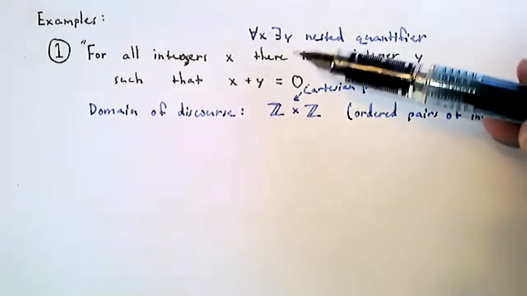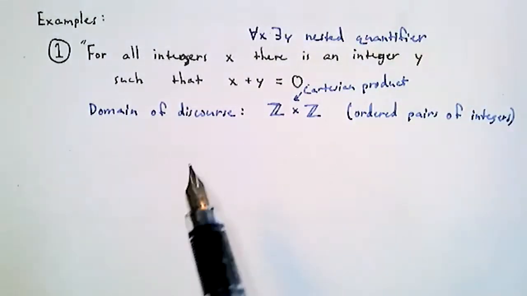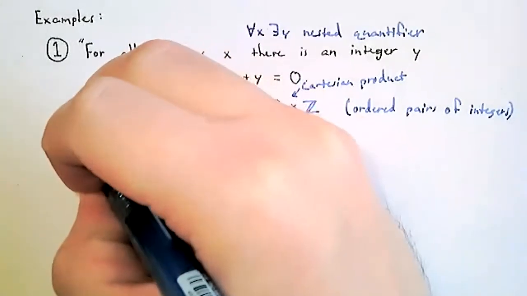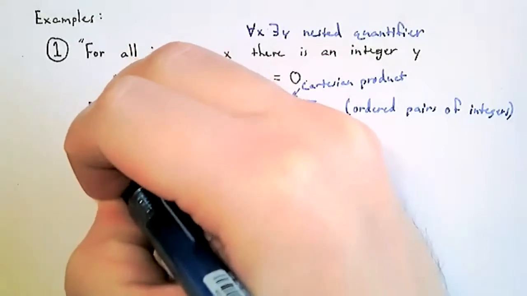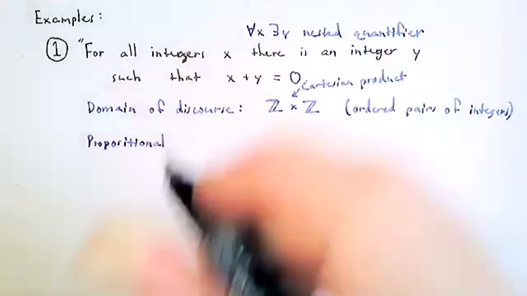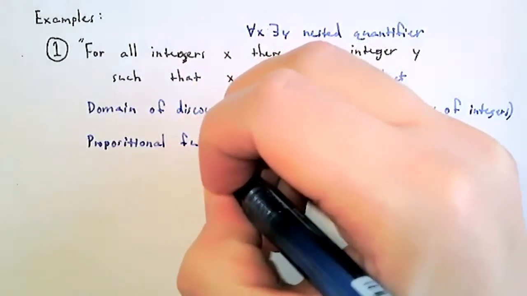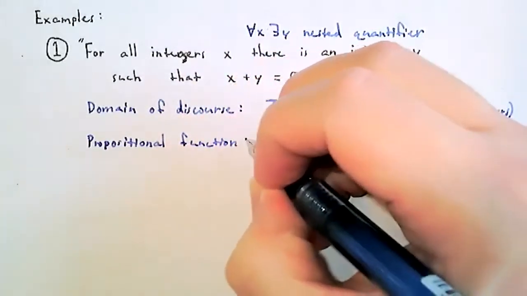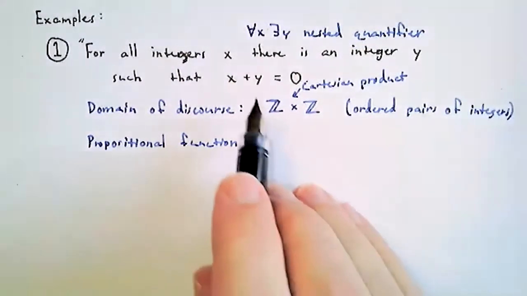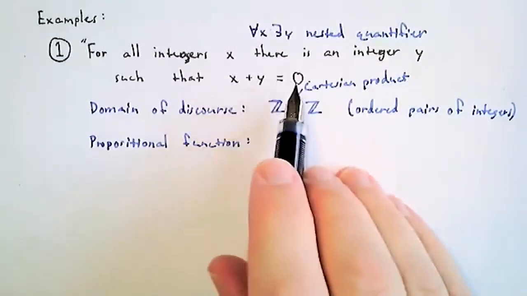Okay, so I know the kind of nested quantifier I'm using. I know my domain of discourse. Now let's think about what our propositional function is. What are we actually plugging x and y into? Well, it's this here. This equation is the proposition.